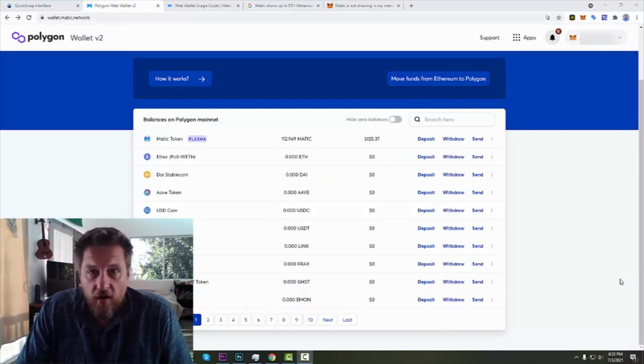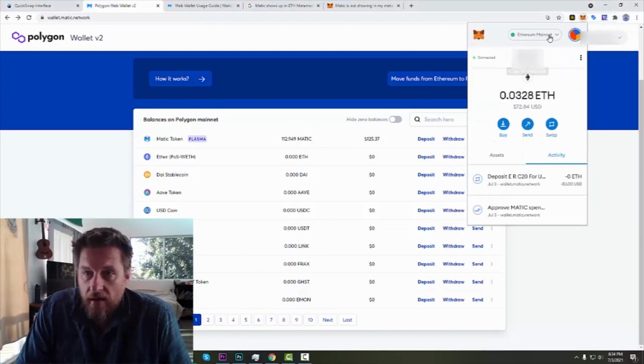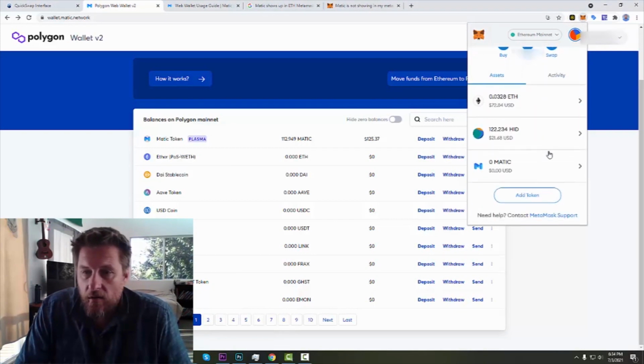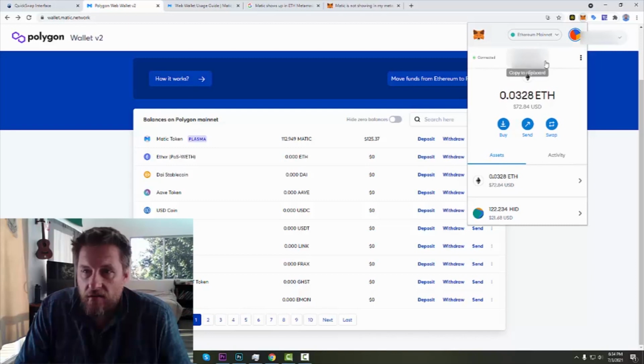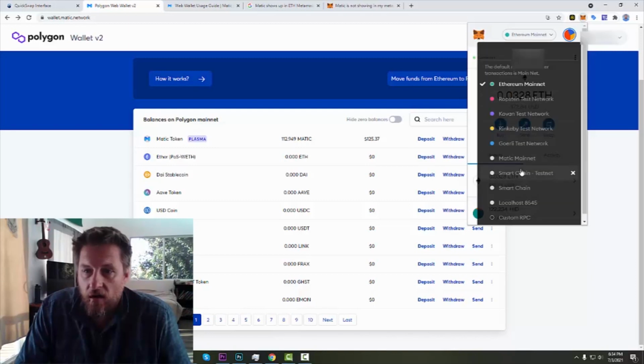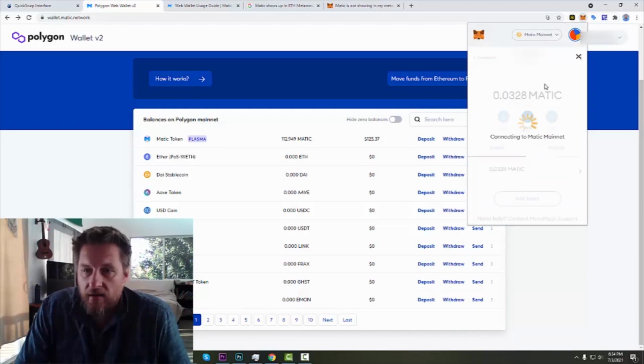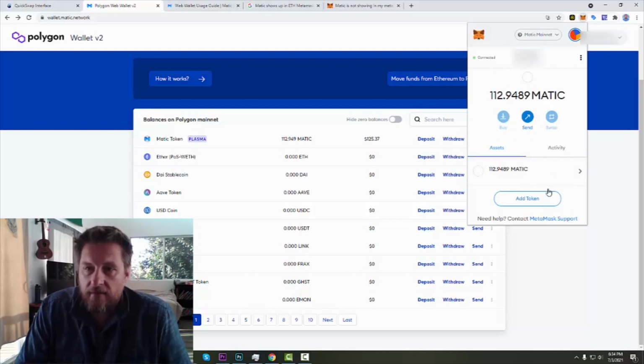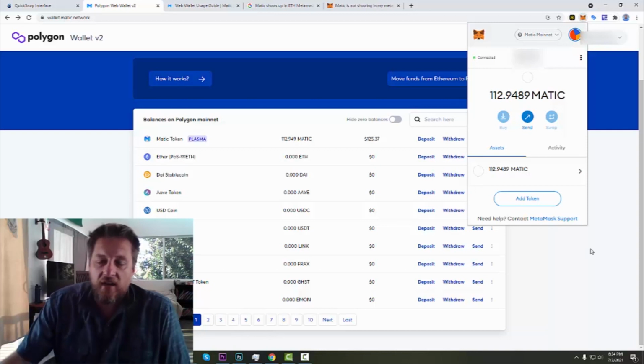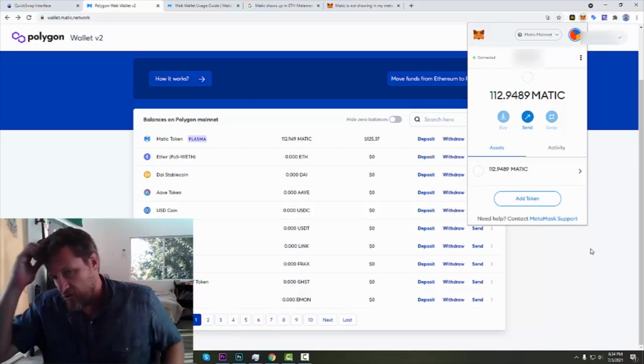All right, so I just clicked over here and it looks like it's now showing Matic token, Plasma, balances on the Polygon mainnet. So let's take a look here. Now if we pull up my assets, what are my assets right now? Oh, no Matic left on there. Let's go see what we got over here on our Matic mainnet. Oh, we got Matic. All right.